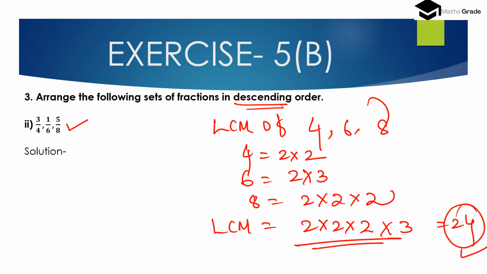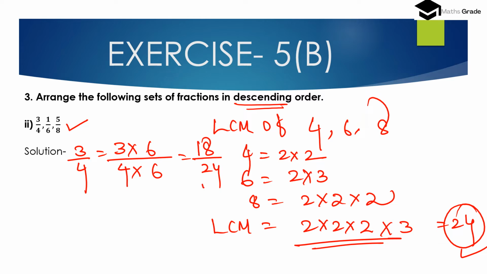Now convert these fractions into equivalent fractions. 3 divided by 4: here we have to convert the denominator 4 to the LCM 24. Which number do we multiply with the denominator 4 to get 24? If we multiply 4 with 6, we get 24. So we have to multiply the same number 6 with the numerator 3. 3 multiplied with 6 is 18. Now 3 divided by 4 is equal to 18 divided by 24.